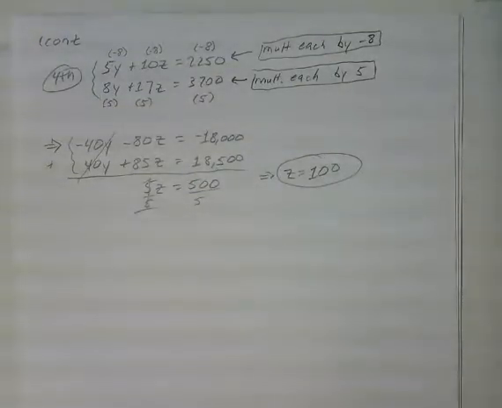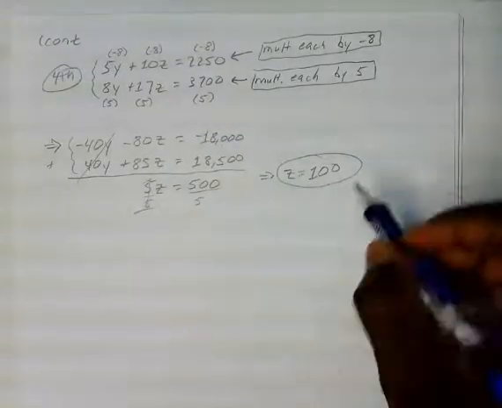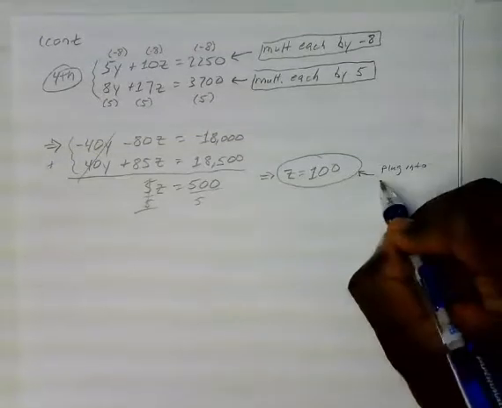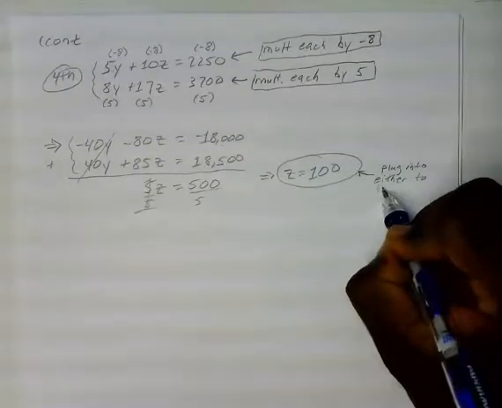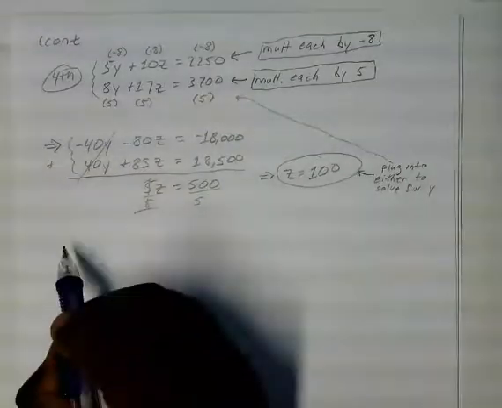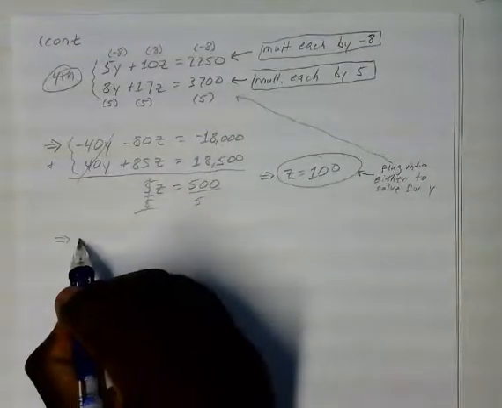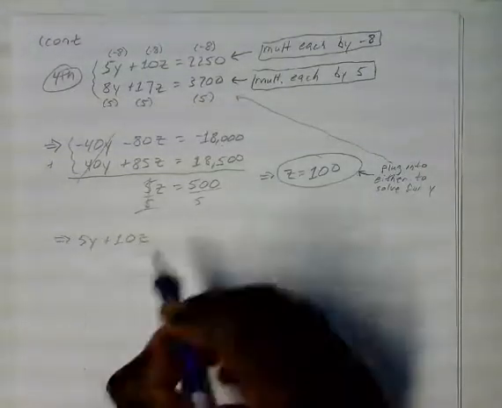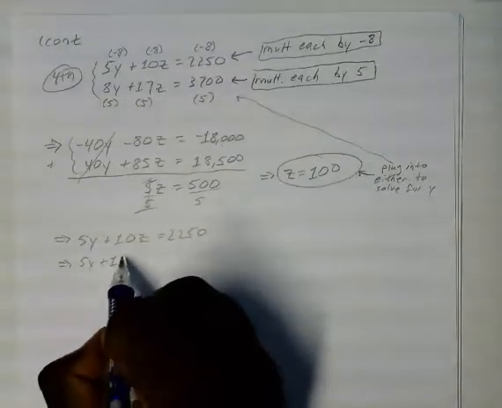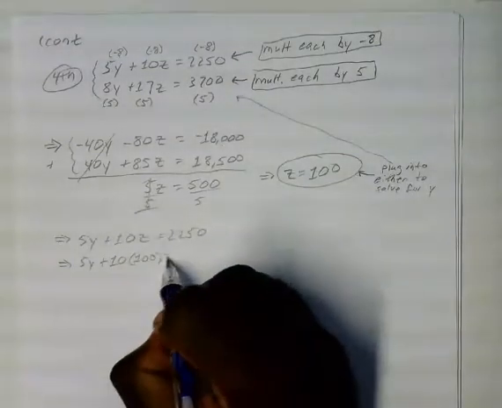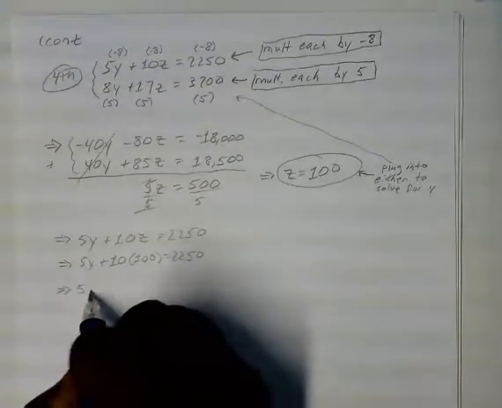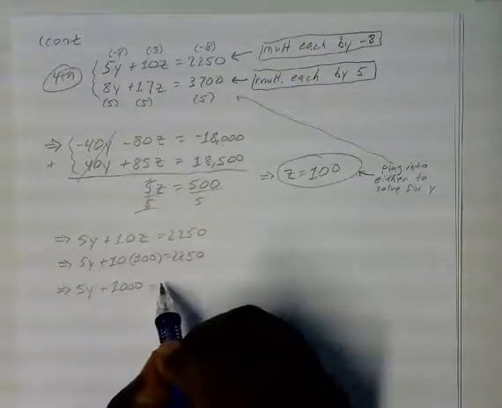Okay, and if you remember from our system in 2 variables, once you solve for one of them, you just plug into either and solve for y. Okay, so you plug into either one of those 2 variables to solve for y. So if we have 5y plus 10z equals 2,250, that gives us 5y plus 10 times 100 equals 2,250. Or just 5y plus 1,000 equals 2,250.